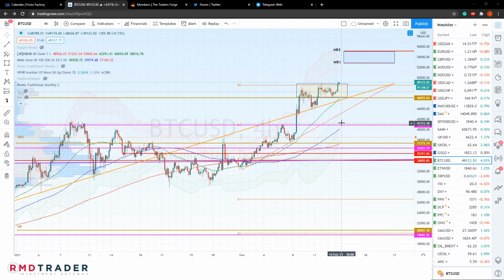A break below that could then see price perhaps move lower towards our 4-hour 200 SMA and that horizontal support level at 37,500. That concludes our technical market overview for the week.